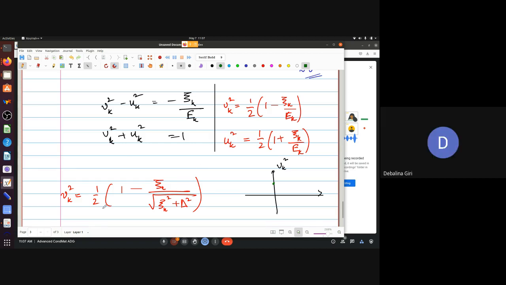So what happens to vk square there? It becomes 1. Why? How can it become 1? One minus minus 1. Why minus 1? It's xi k by square root of xi k square, right? We ignore the delta square. Then the square root of xi k square, xi k is negative, but isn't it xi k by square root of xi k square? Or x by square root of x square. What is this equal to? It's 1. Always, right?